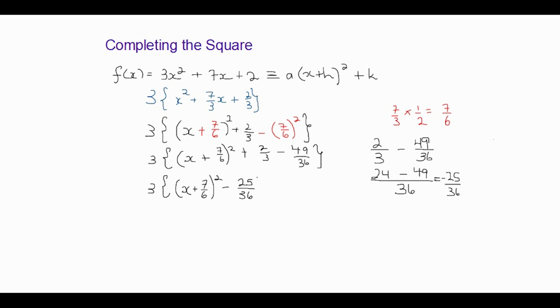So while we might be tempted to say, well, we're done, we have A, we have this, we have that, this is not the final result. What you actually have to do now is multiply everything within the curly brackets by 3. Meaning that I need to multiply 3 by my perfect square, and then also 3 by minus 25 over 36.